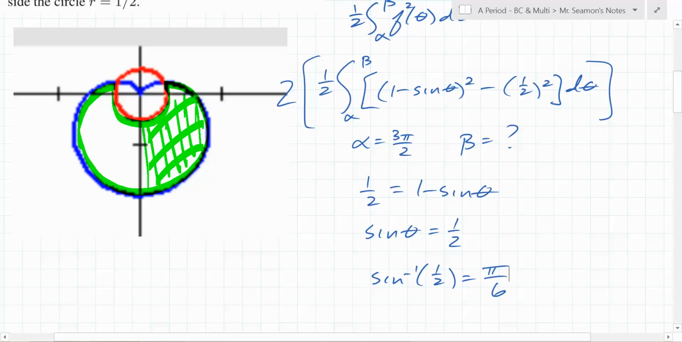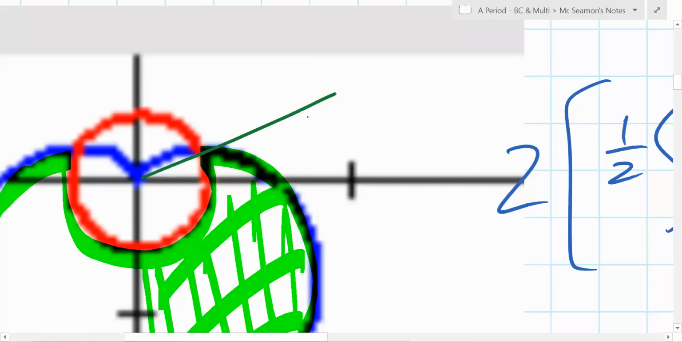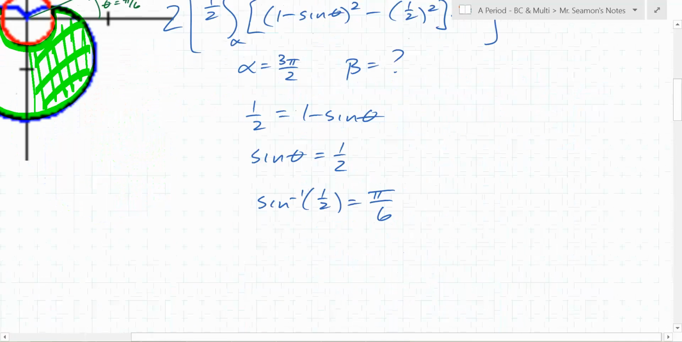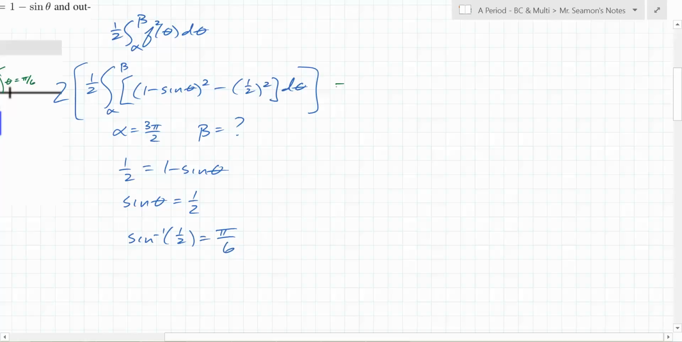How can you visually get an idea if it's pi over 6? This angle measure, does it look like it's pi over 6? It does. So now you have this big thing right here. You have 2 times, well actually 2 and the 1/2 get rid of each other, right? So what does this turn into? We decided alpha was 3 pi over 2, so it's the integral from 3 pi over 2 to pi over 6 of (1 minus sine theta) squared minus 1/4 d theta.